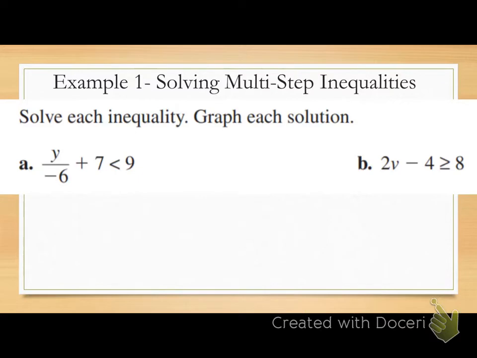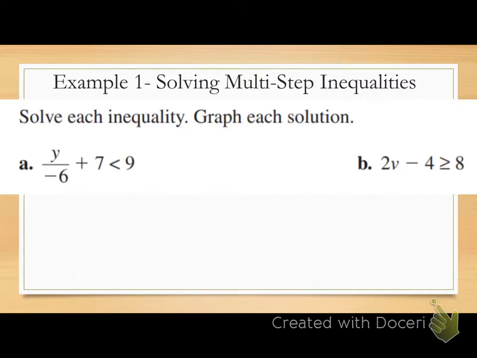So let's just jump into some examples. Solve each inequality and graph each solution. Y over negative 6 plus 7 is less than 9. Can someone tell me what my first step would be here? Yeah, subtract 7 from both sides.